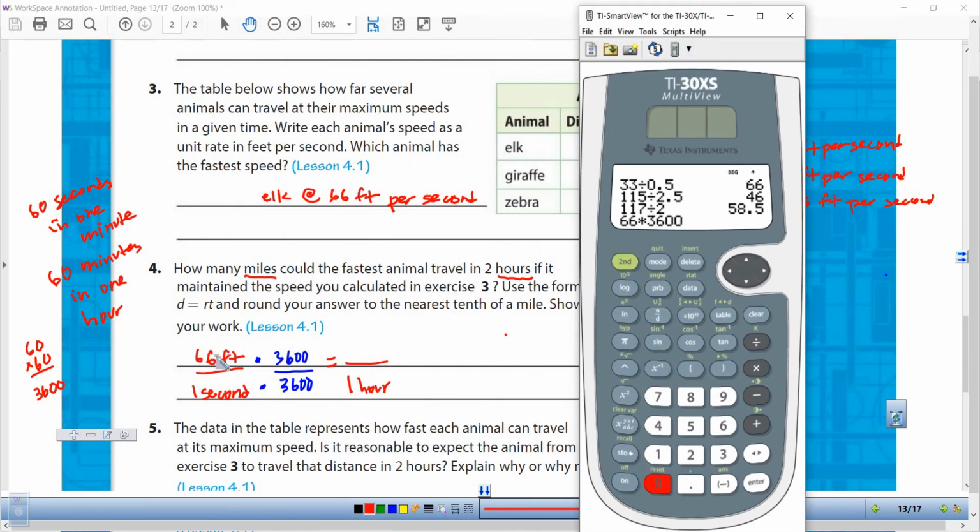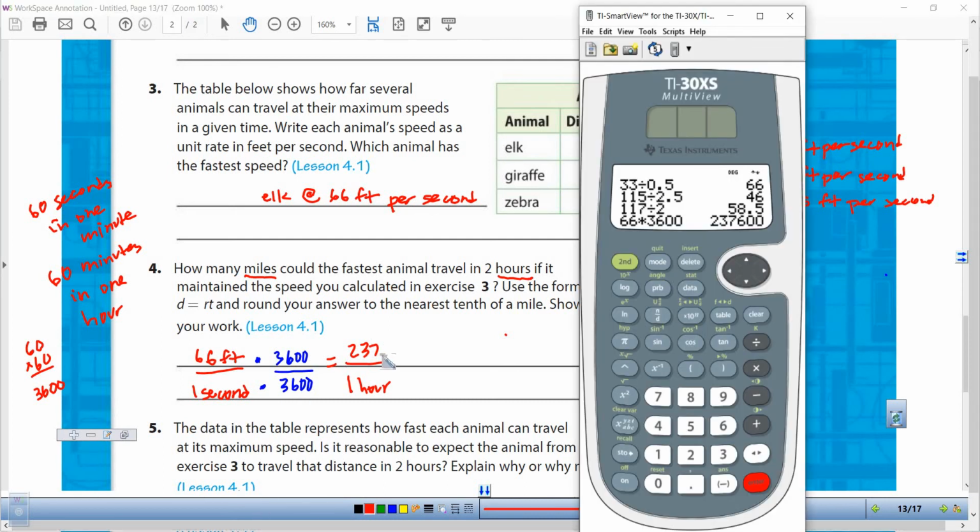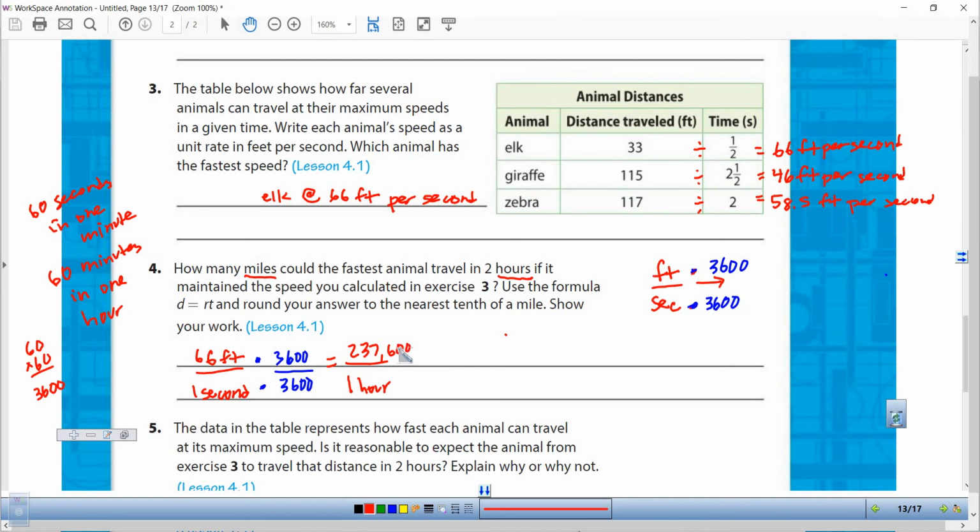Okay, so that's how fast he goes. He goes 66 feet in 1 second. Then I multiply that by 3,600 and I get 237,600. Wow, 237,600 feet in 1 hour. All right. Wow, if he goes 66 feet in 1 second, he's going to go 237,600 feet in 1 hour. That's a lot of feet in an hour.